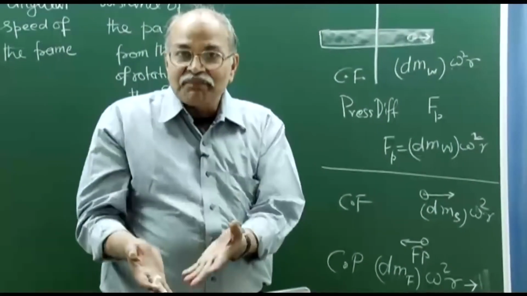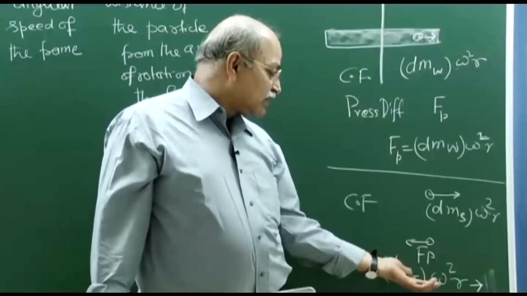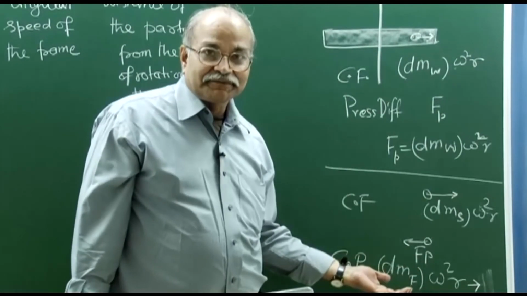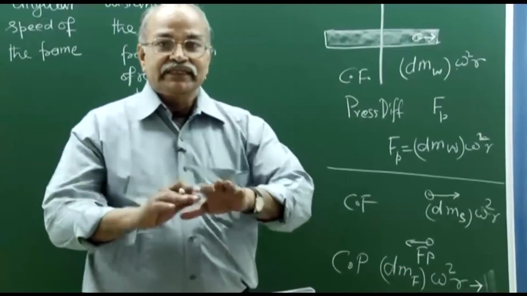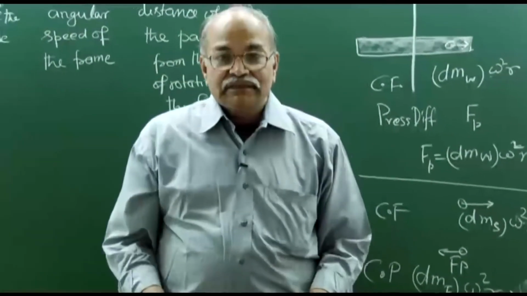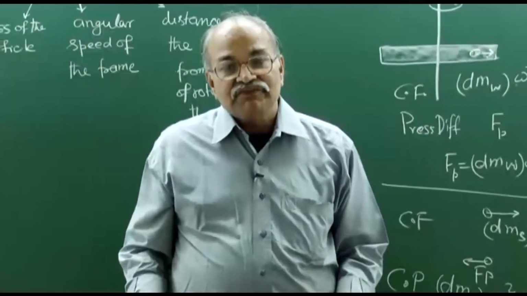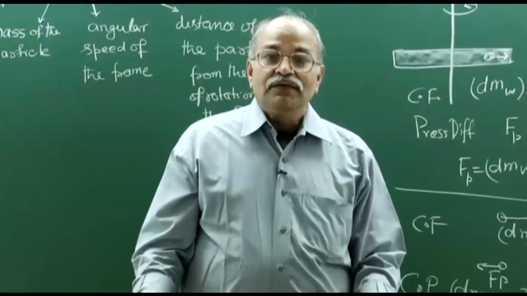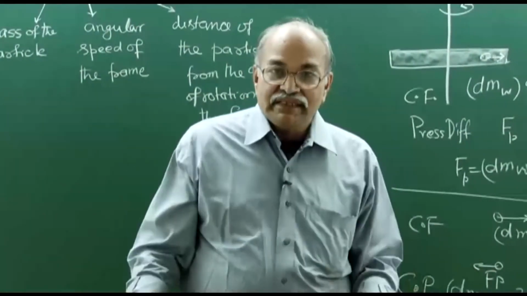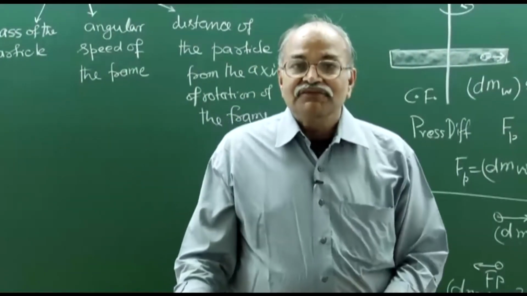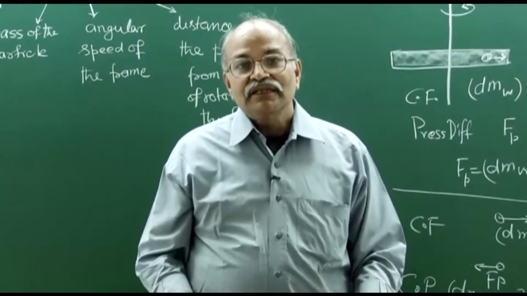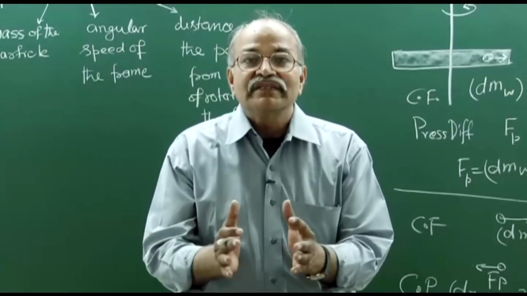Same happens with an air particle. There, the mass equivalent of the same volume will be even smaller. So in such a situation, the particles which have density more than water will go away from the axis, and the particles which have densities smaller than water will come towards the center.